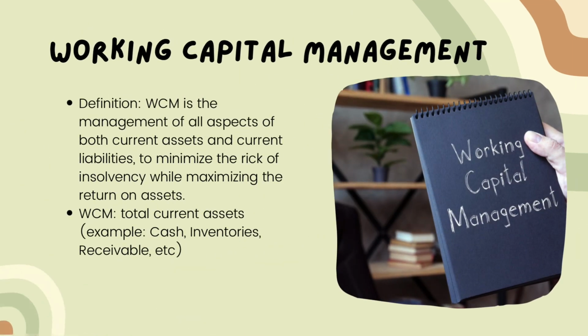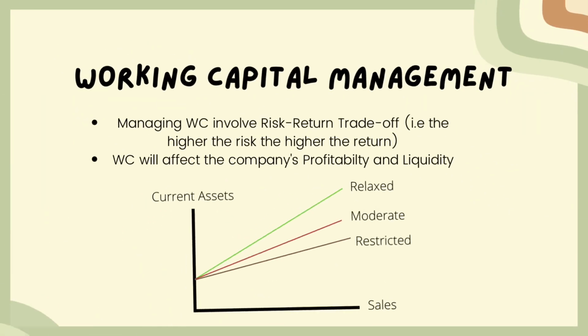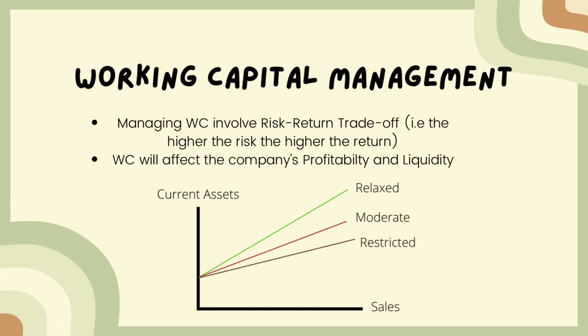Now we move to chapter 7, which is working capital management. The definition is that working capital management is the management of all aspects of both current assets and current liabilities to minimize the risk of insolvency while maximizing the return on assets. Managing working capital involves a risk-return trade-off. For example, the higher the risk, the higher the return. Working capital will affect the company's profitability and also liquidity.